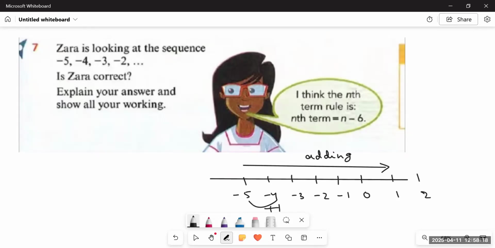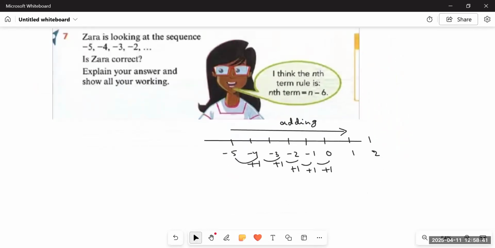-5 plus 1 is equal to -4. -4 plus 1 is equal to -3. -3 plus 1 is equal to -2. -2 plus 1 is equal to -1. -1 plus 1 is equal to 0. So you see, what are we doing? We are adding every time. Zara is saying that she thinks the nth term rule is n minus 6. Is she correct or not?